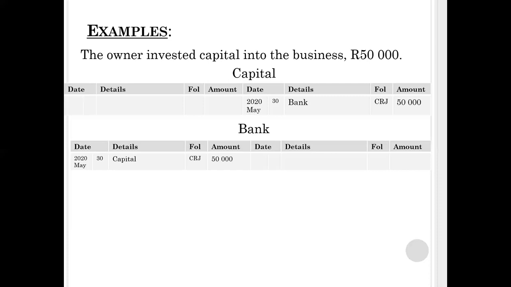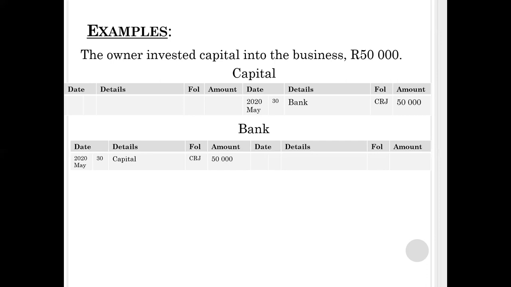date, as I said, I've just used randomly a date, 2020 May the 30th. And look now with details, there you're going to see the word capital. So now let's check. When you have done the capital account, you write the friend's name in, that was bank.